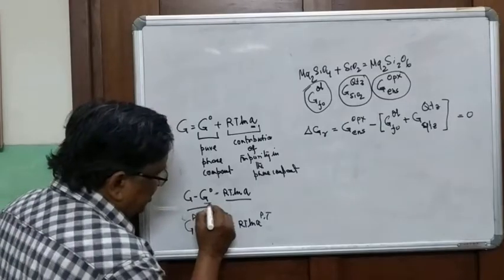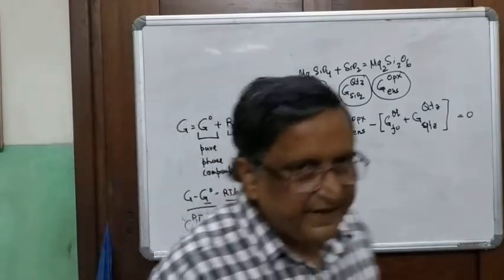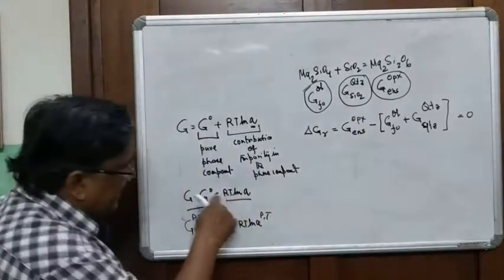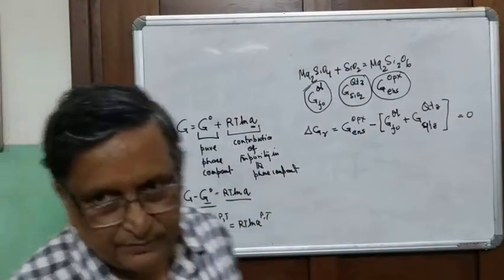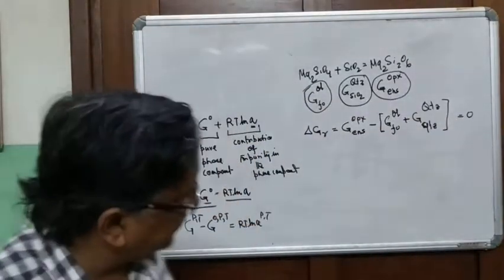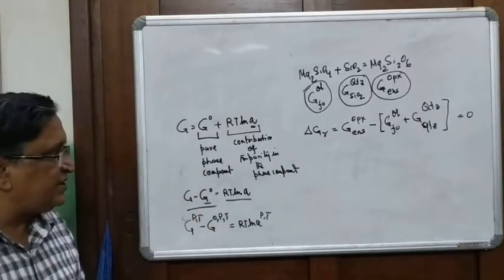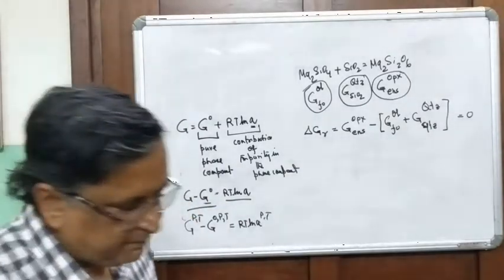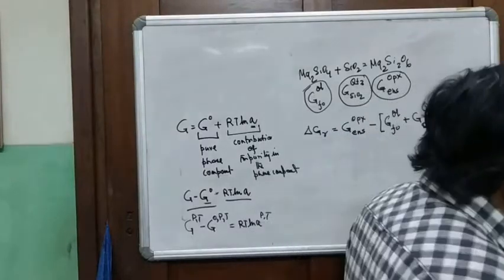What is G0? It's a free energy term. So RT ln A is also a free energy term. Totally it is a free energy term, either in calories or in joules. This I said before. Now what is G0?